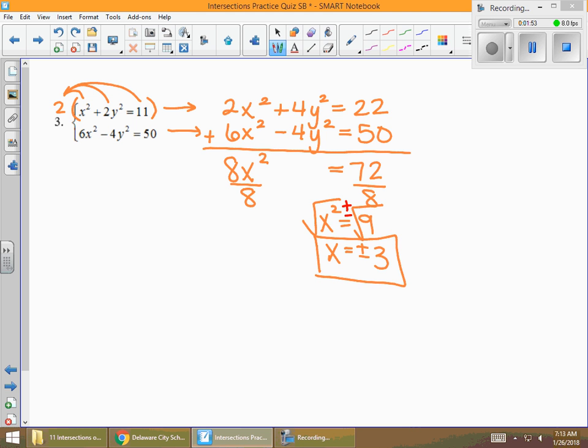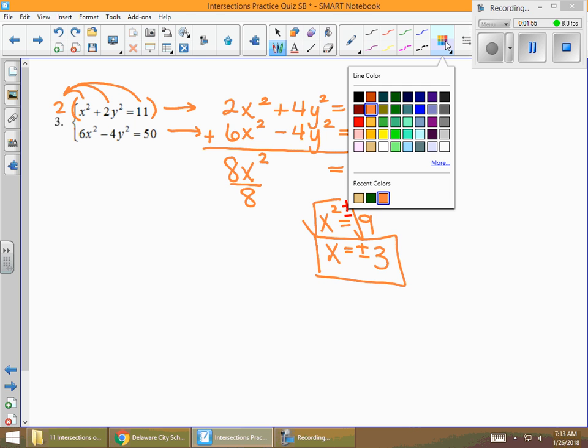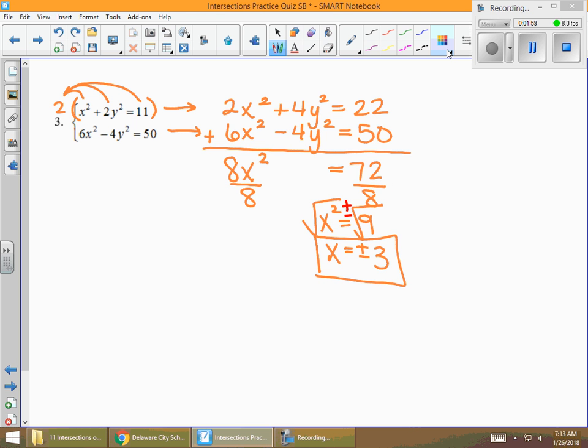And just like the last problem, we need to plug back in to find our y's. Unlike the last problem, no matter what we pick here, the first thing we're going to do with that x is square it. So it doesn't matter if we're plugging in the positive 3 or the negative 3. I'm going to use this first original equation to plug back into, and I'm going to plug in positive and negative 3 for that x squared.